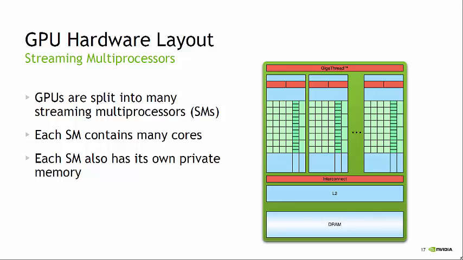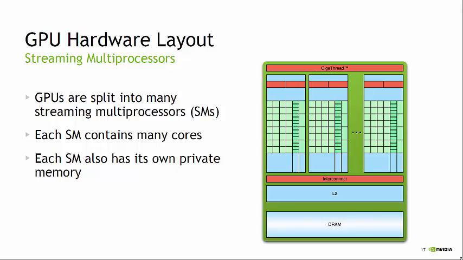Each streaming multiprocessor has many cores. So on the Kepler architecture, there's 192 cores per streaming multiprocessor. That number may go up or may go down with future architectures. So another architecture we have has 128 cores per streaming multiprocessor. Typically, it's a multiple of 32.